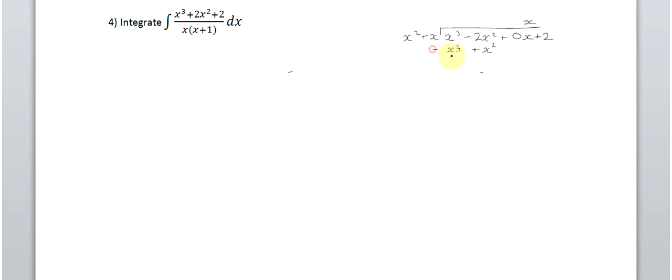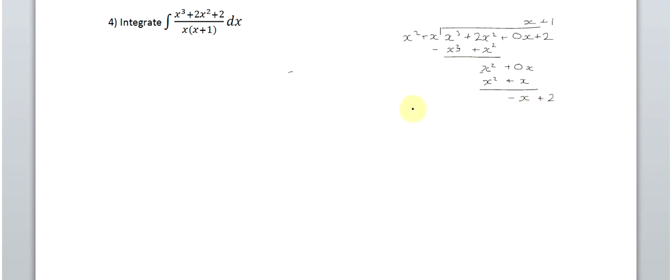Then we subtract, that disappears. There should be a plus there, shouldn't it? 2x squared minus x squared is just plain old x squared. Bring the next bit down. x squared into x squared goes once. Then we multiply both of these by the 1, so we get x squared plus x, which gives us minus x plus 2.